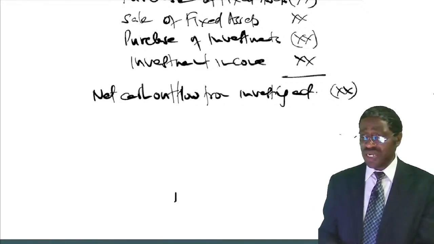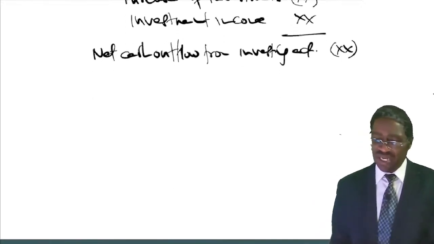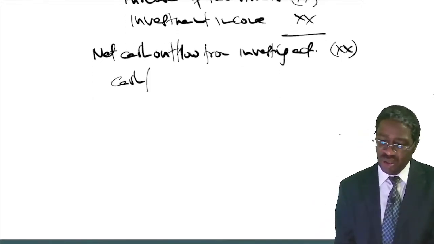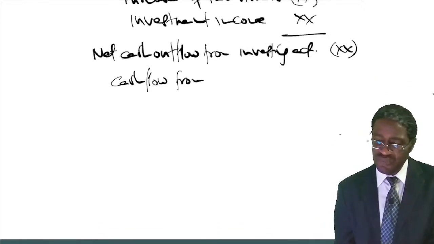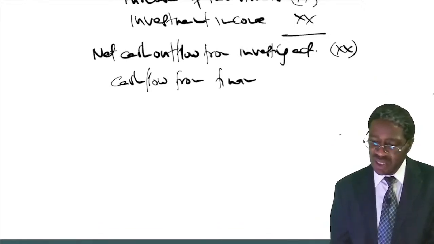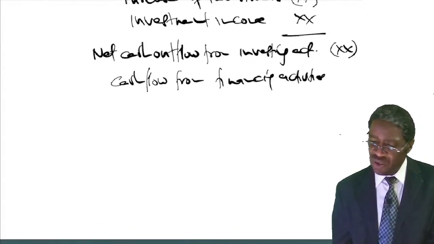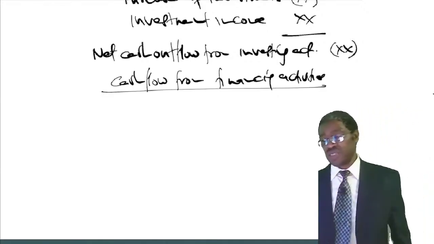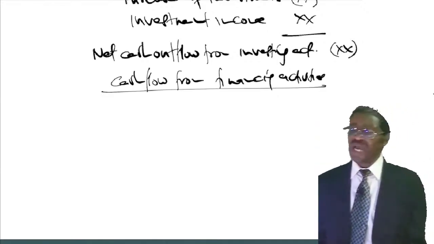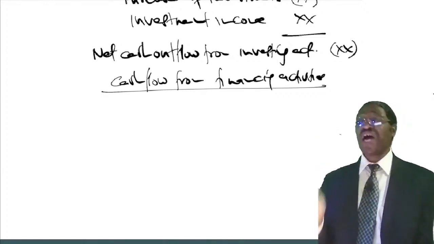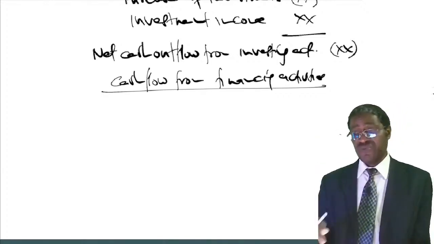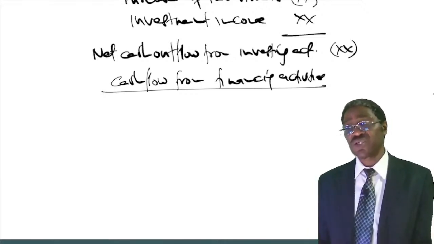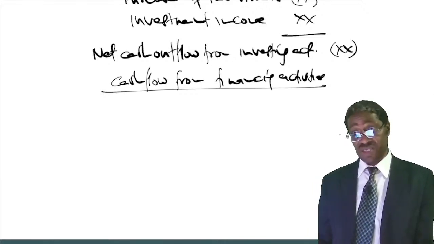Now we go to the third category, and that's what we call cash flows from financing activities. What are these kind of cash flows? What is a financing activity? Financing activities are those transactions that affect your finances. Okay?